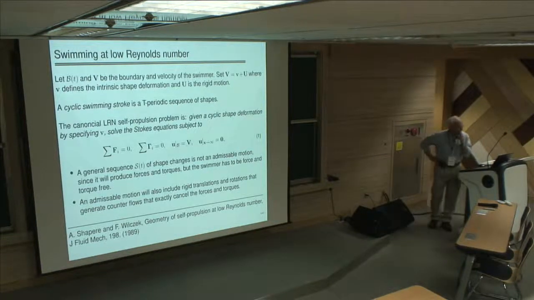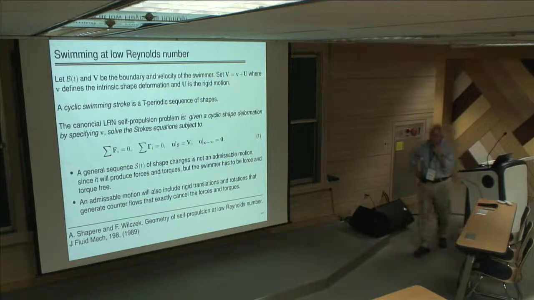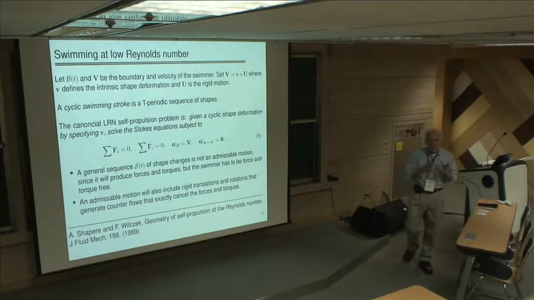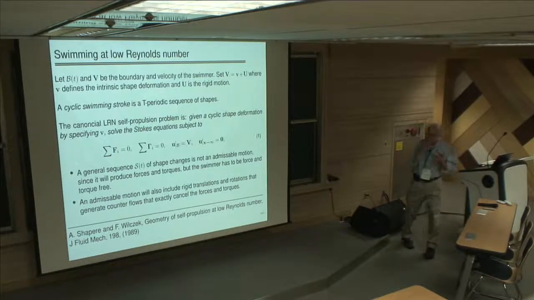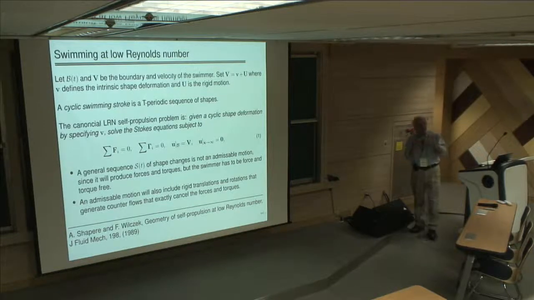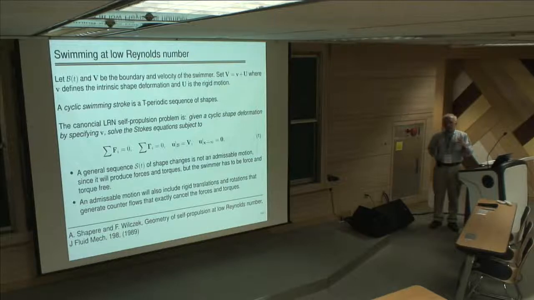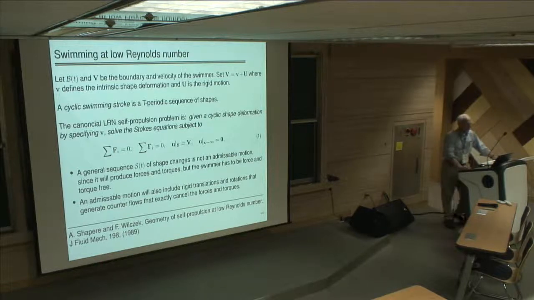So here's the swimming at low Reynolds number problem. You have an object whose shape you're going to deform periodically in time. That means, in effect, that you're specifying the velocity on the boundary of this object. You want to solve it subject to a cyclic swimming stroke, which simply means it's going to undergo a periodic sequence of shape changes. So think of it in very simple terms: push something out, pull it back, push something out, pull it back. That's not going to make it swim, but that's the way to think about it in simplest terms.